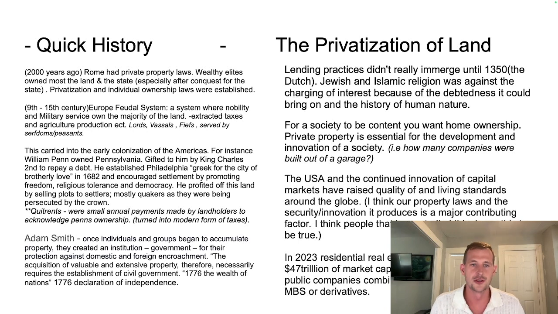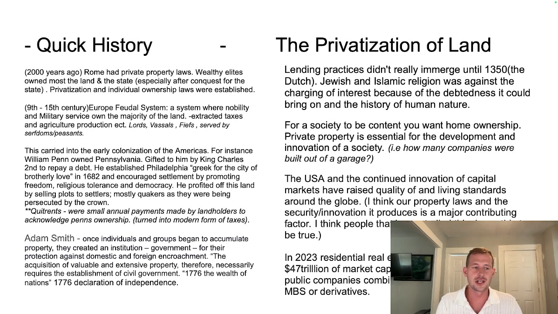Lending practices didn't really emerge until 1350. The Dutch are the ones that first invented capital markets, and the Jewish and Islamic religions, for the most part, before 1350 were against lending. They were against charging interest because they knew the indebtedness it could bring, given the history of human nature. Typically, humans are not responsible when it comes to credit expansion. The USA and the continued innovation of capital markets have raised living standards around the globe. I think our property laws and the security and innovation they produce are a major contributing factor, and people who have studied this know it to be true.